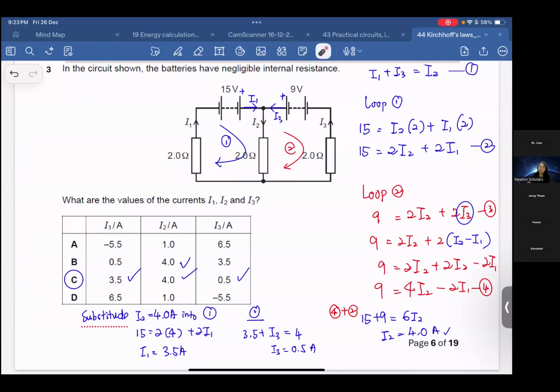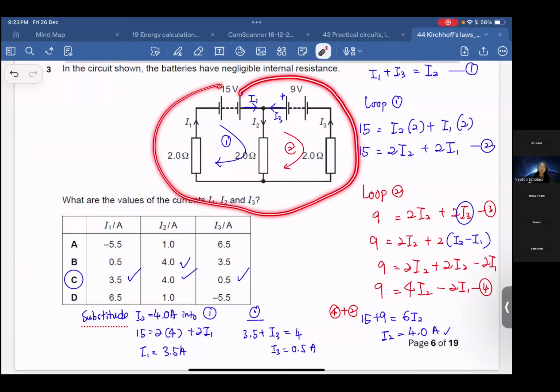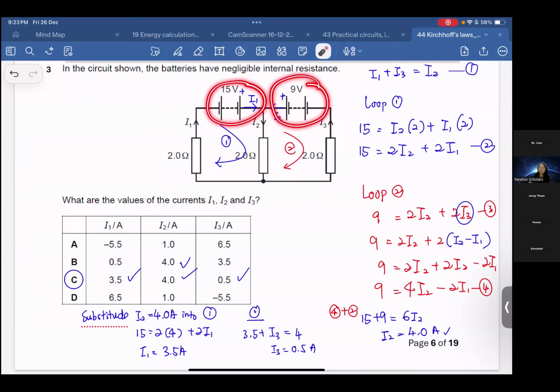Apply Kirchhoff's second law. The easiest one is Kirchhoff's first law, the current in the branch. Then you find this, find this. Actually, if you tell me, teacher, I want to challenge myself, I want to use the largest loop, can or not? You will also get the same answer, but you need to be careful. You see, the polarity of the terminal of the battery is different.